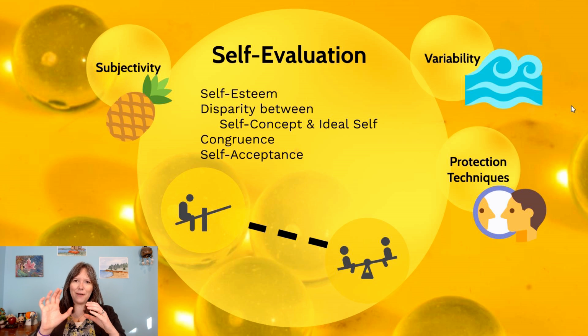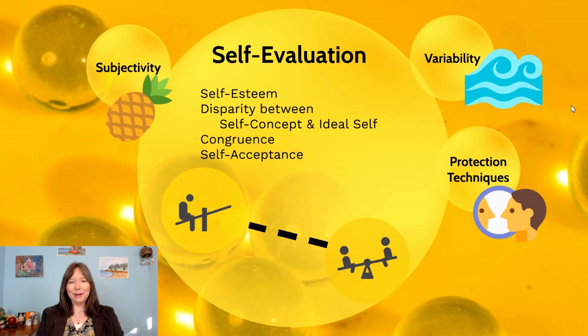If we're working towards our ideal self and we can feel our goals getting closer, or if we're even starting to overlap a bit, we might evaluate that very positively and we might have higher self-esteem or feel very confident about ourselves. So congruence is the idea that these two circles would overlap. Disparity is the idea that they're very far apart. And self-acceptance is the idea that you're happy with who you are. You're happy with what's in your self-concept.